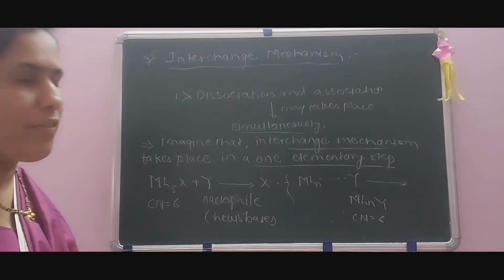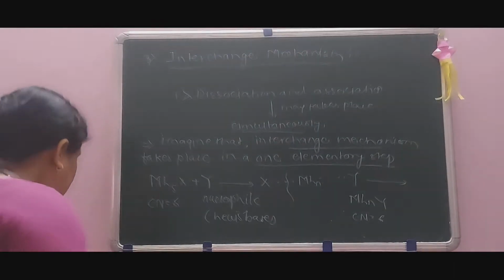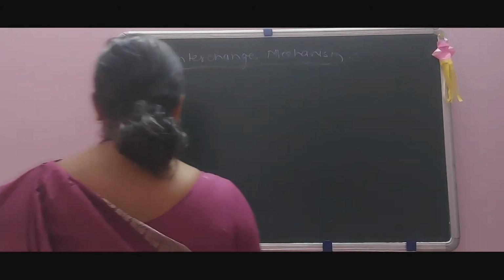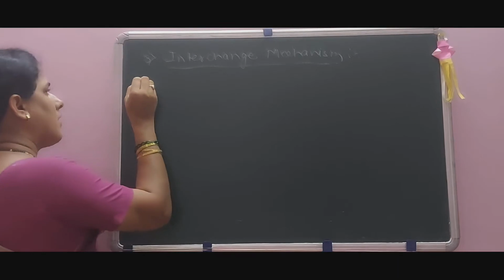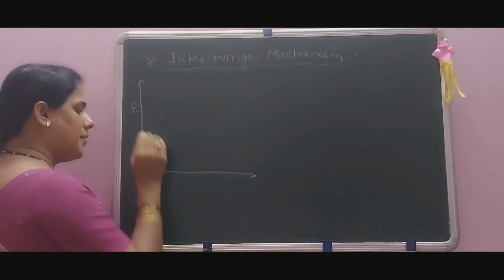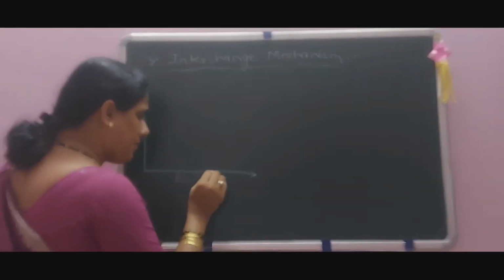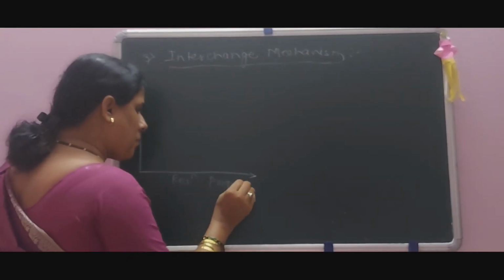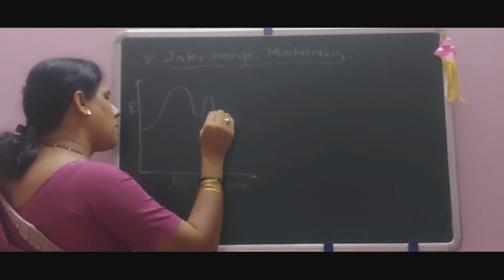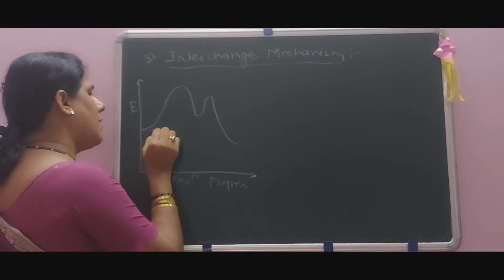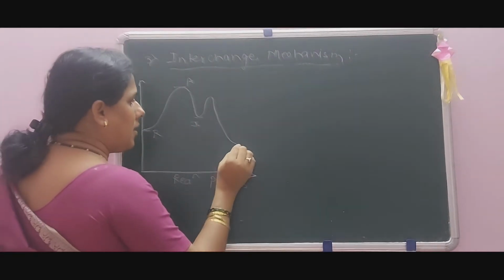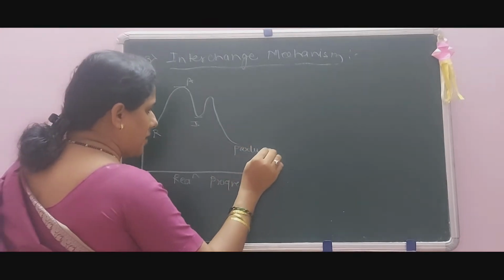If we look at the graphical representation, it looks like this. Here the axes are energy and reaction progress. This is the reactant, this is the activated state, that is the interchange state here, and this is the product state.